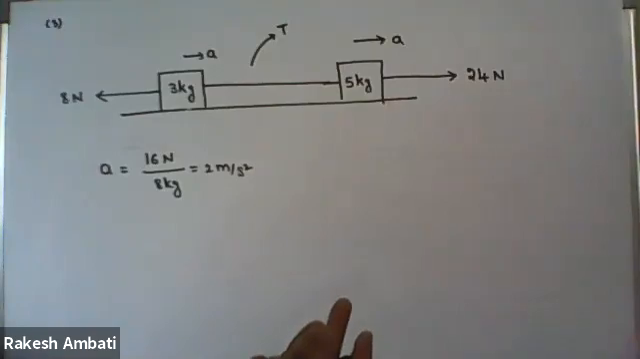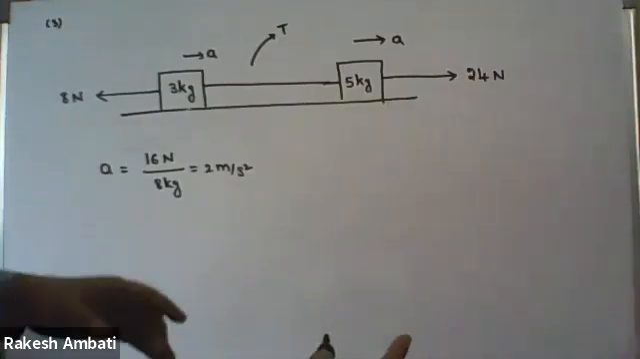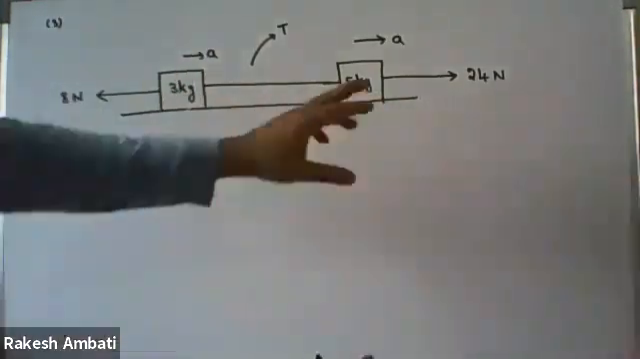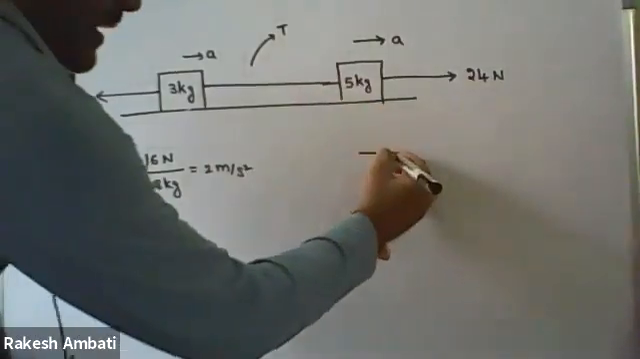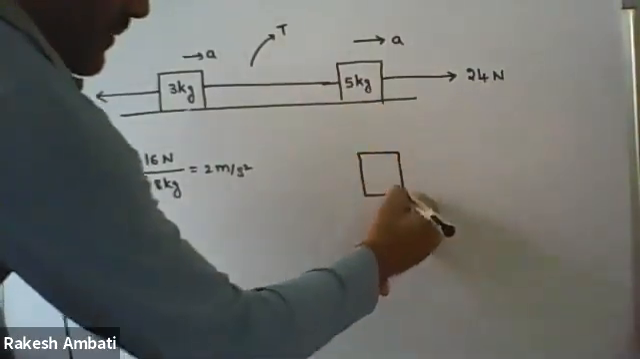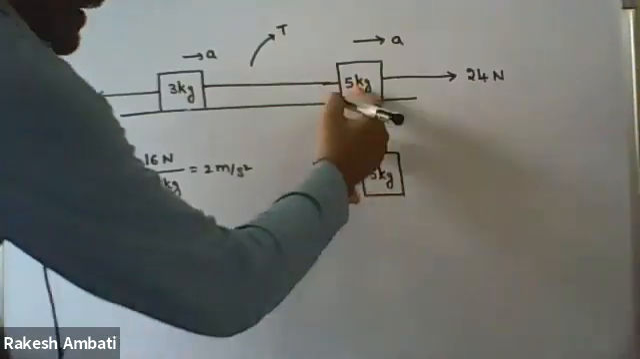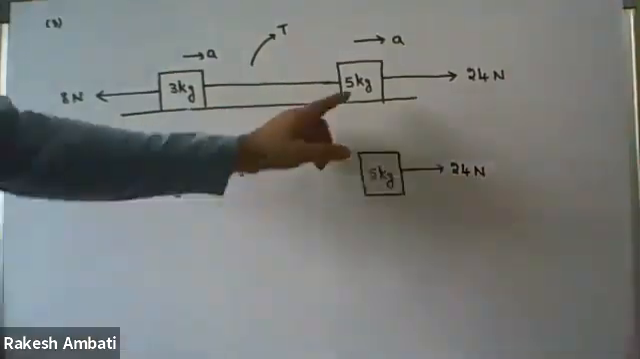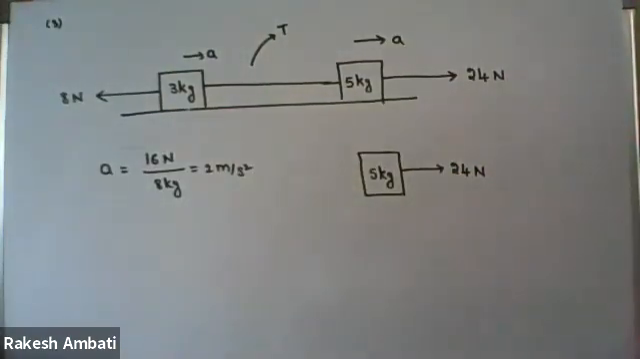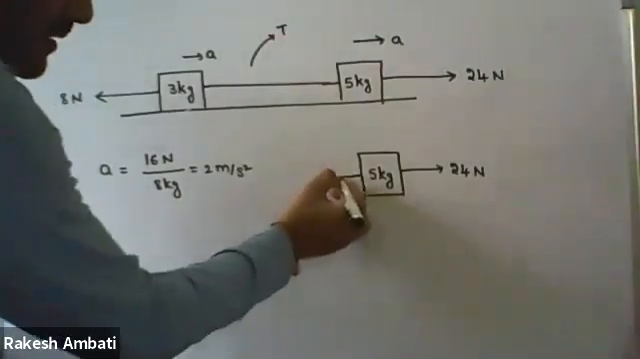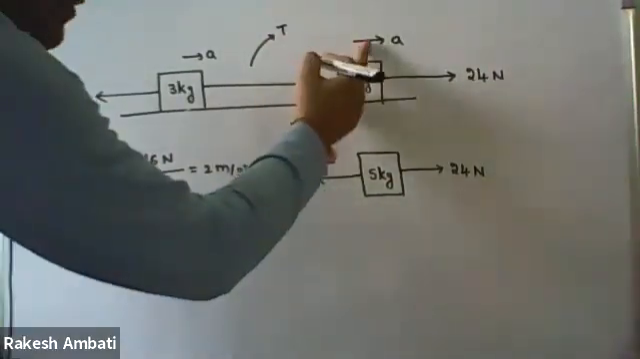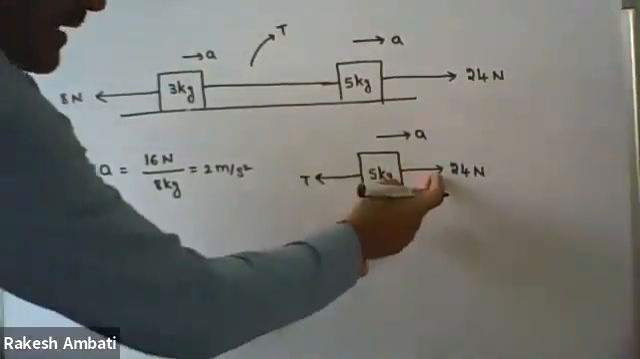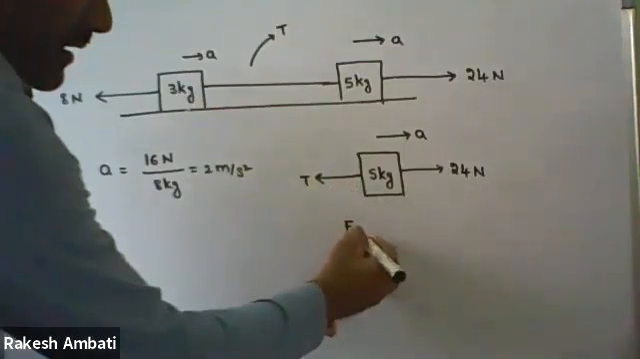Now, the second question: we have to find the tension force. Taking the 5 kg block or the 3 kg block, that's up to you. For example, I'm taking the 5 kg block. On this 5 kg block, the applied force is 24. The direction of tension force in the string is leftwards, and the direction of motion is rightwards. So totally two forces are acting on the block.